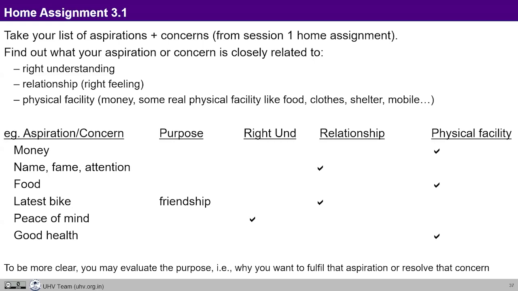So one may need money to develop right understanding. One may need money to help one's family member. One may need money to enjoy wealth. So the child has to relate it to oneself and try to see, for me, this aspiration is connected closely either to right understanding or relationship or physical facility. So as a faculty also, we have to be a little clear about this while doing this exercise. In fact, these exercises need a little bit of practice from our side also. We do this by ourselves and we ask questions if we are not clear.